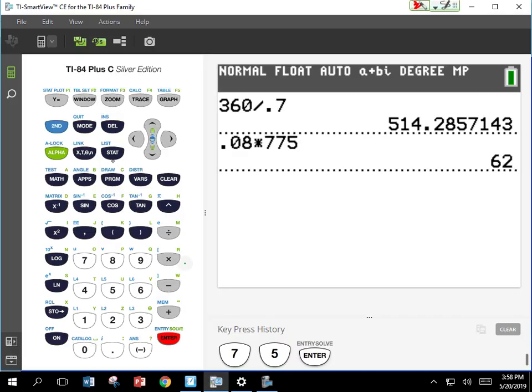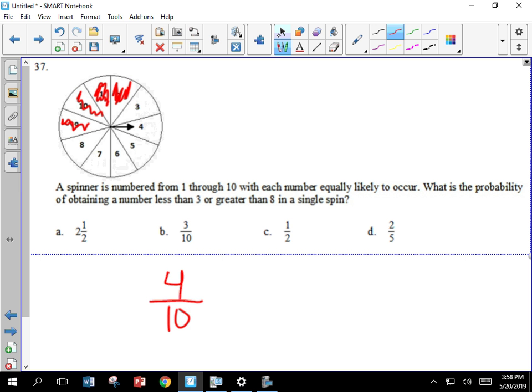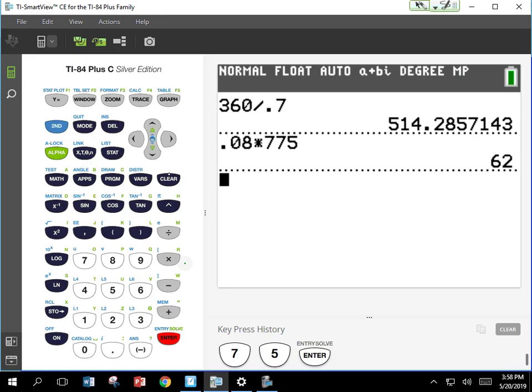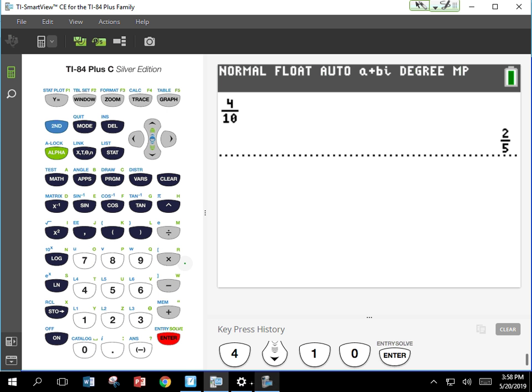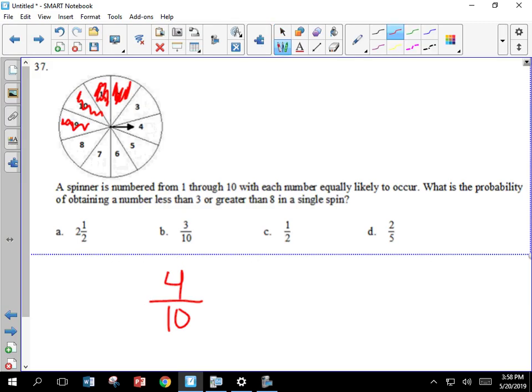So if you can't reduce it in your head, you can go to alpha y equals 4 over 10 and hit enter, and it reduces it for you, 2/5.